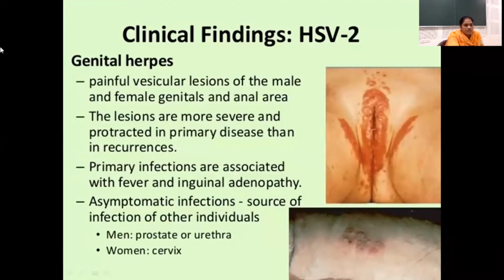So HSV type 2, genital herpes. Painful vesicular lesions of the male and female genital areas and the anal areas. The lesions are more severe in the primary disease than in the recurrences. Primary infections are associated with fever and inguinal adenopathy. Asymptomatic infections are a source of infection to other individuals. The cervix in women and the prostate and urethra in men are involved.